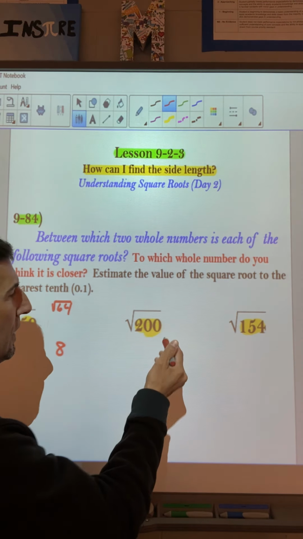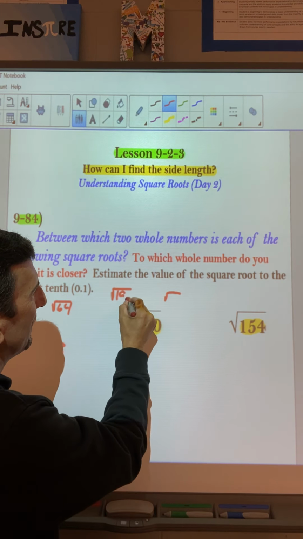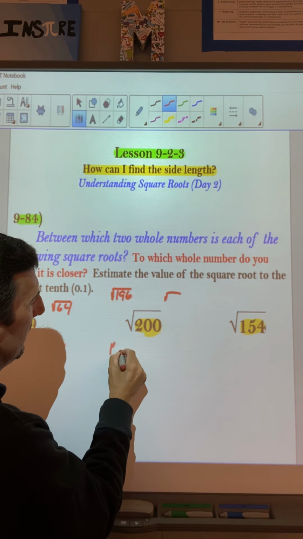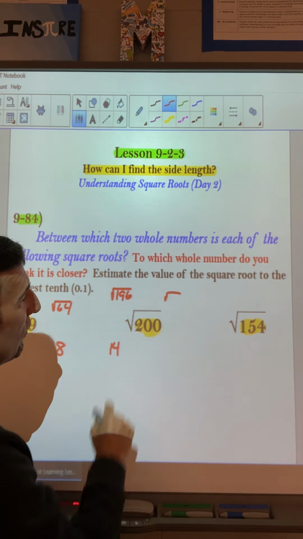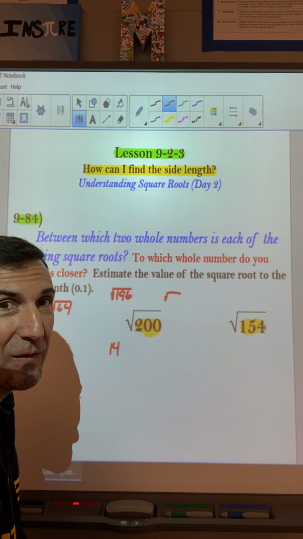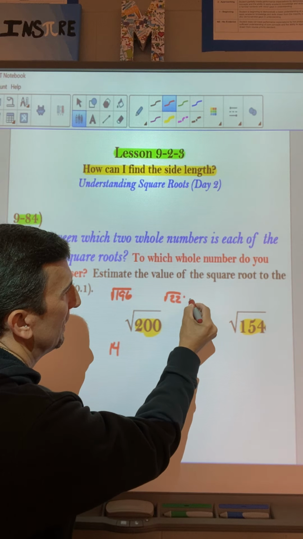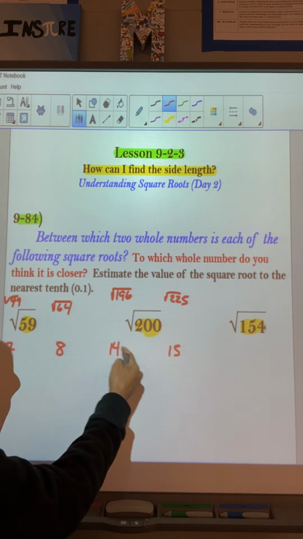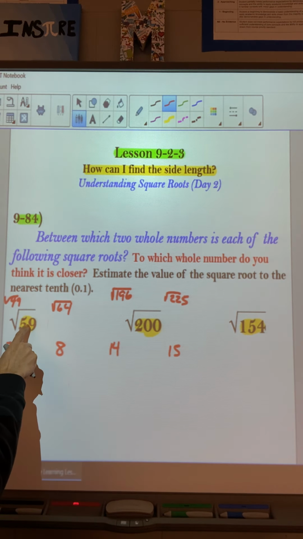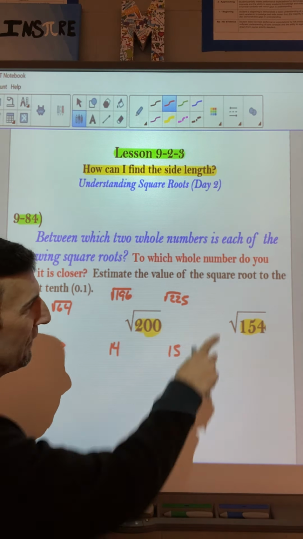Good. Okay, so we have the square root of 196 is 14, because 4 times 4 is 16. Well, what's the square root right above that? What's 15 times 15? We actually had it before. 225, good. So we know this has got to be a little bit closer to 14. This one, it's close, but it's 10 away and it's 5 away, so it's going to be a little closer to the 8. And then what about the 154?